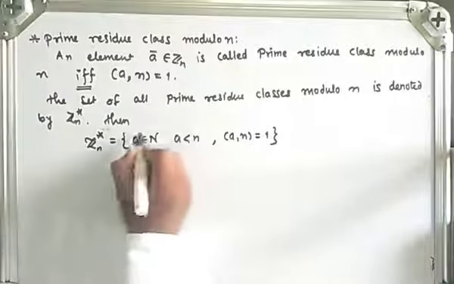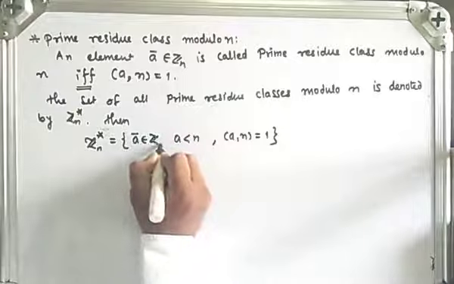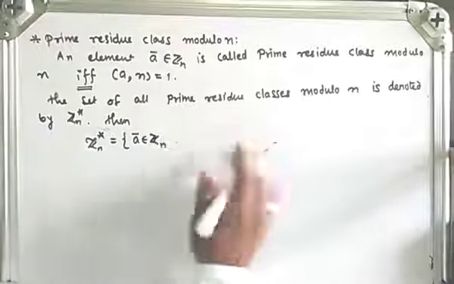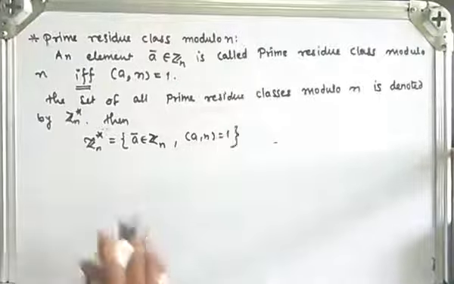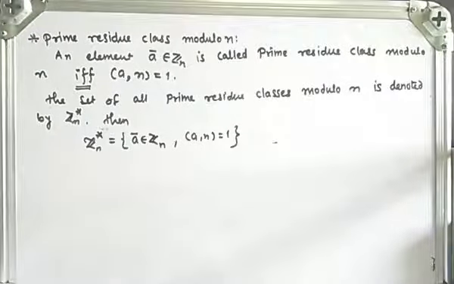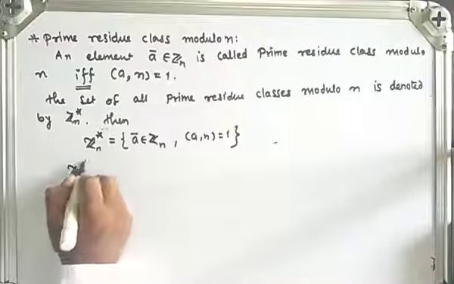Or if a bar is negative, I will take a bar belonging to Zn. So this is the condition: GCD of a and n is equal to 1. This is the residue class, or we say the prime residue class, modulo n. So for example, Z5 star.